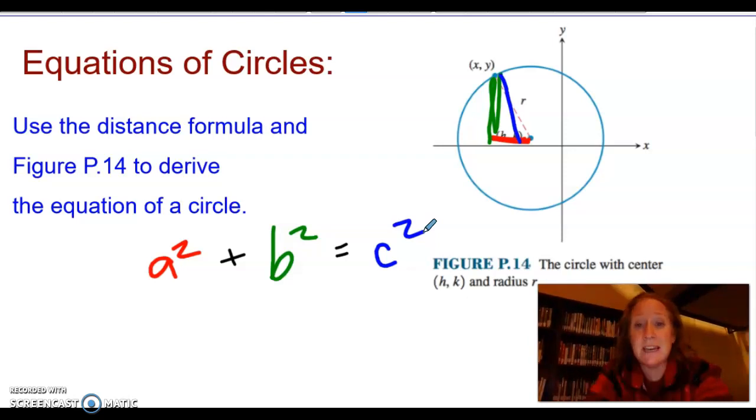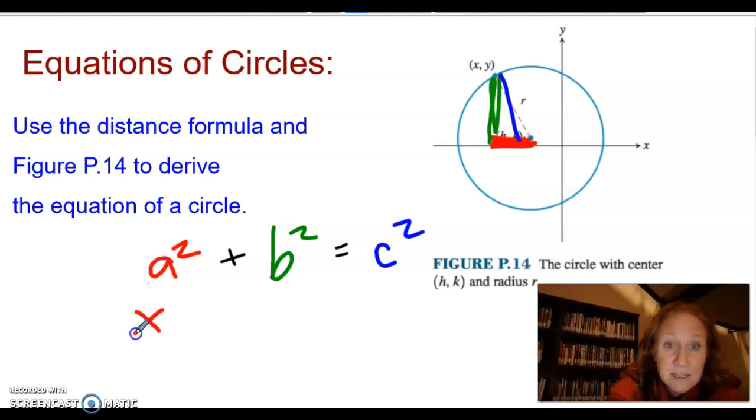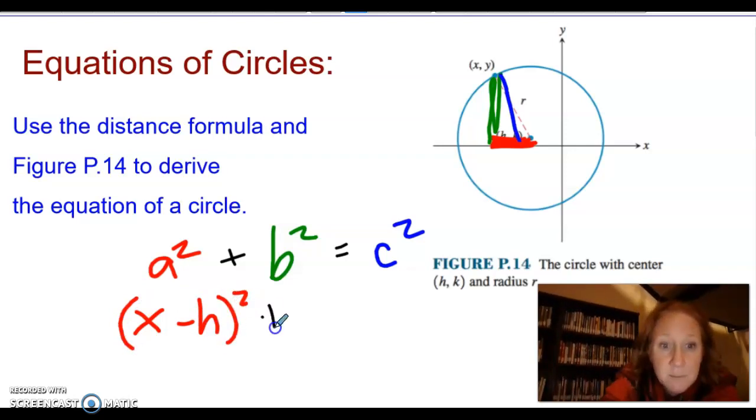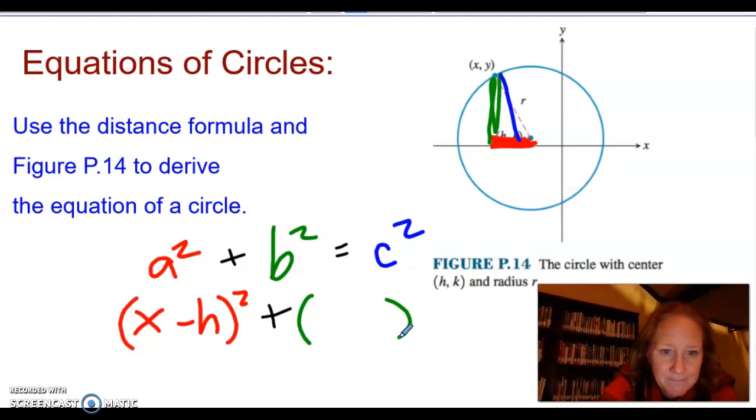So if we say that, see the red, like your a? Well, that's the distance of your x's. So it's from whatever x is on the outside of the circle to the h, okay? So you just take the x minus the h. So that's your a squared plus your b squared. That's your y's. So y to k. So your a squared, your b squared.